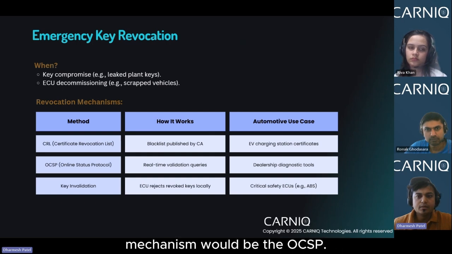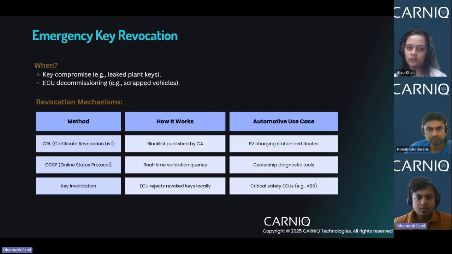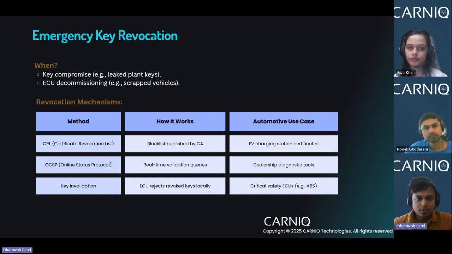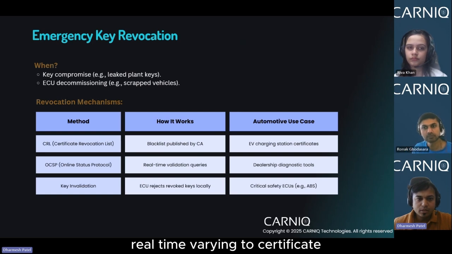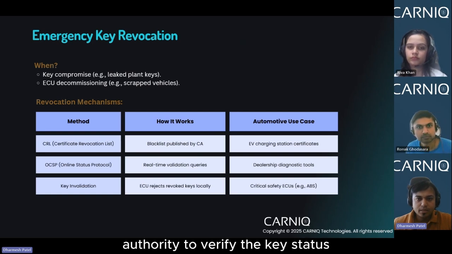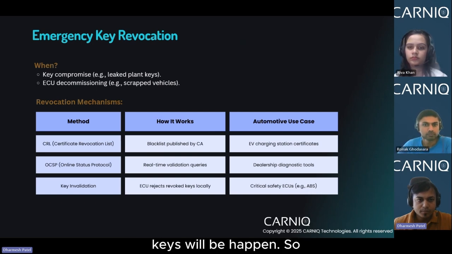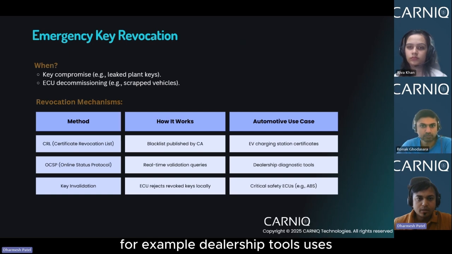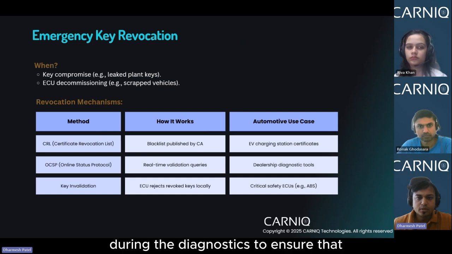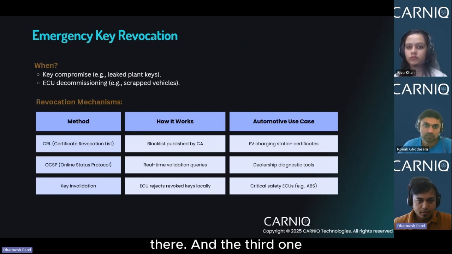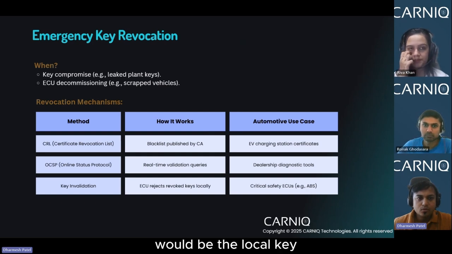Then the second mechanism would be the OCSP, which is the Online Certificate Status Protocol. So in real time, it queries the certificate authority to verify the key status, like background checks for the keys. For example, dealership tools use this mechanism, OCSP, during diagnostics to ensure that only authorized access is there.